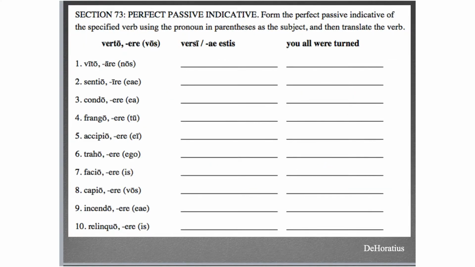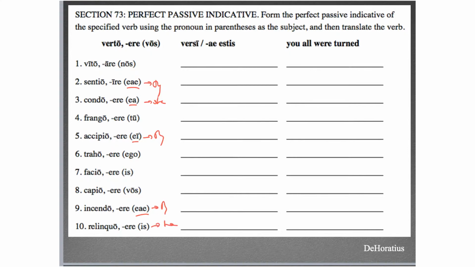All right, so here are some exercises. We're just forming the perfect passive indicative. All right, based on the verb, obviously, and then the subject is in parentheses. This one is going to be they, feminine plural. This one is going to be she. All right, this is going to be they, masculine plural. And this is going to be another they, feminine plural. Remember, this one is he.